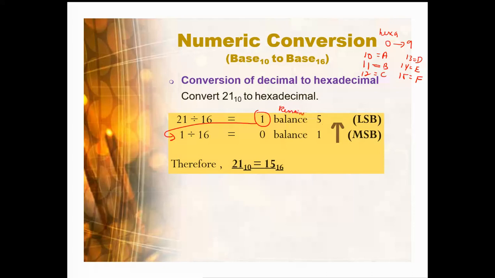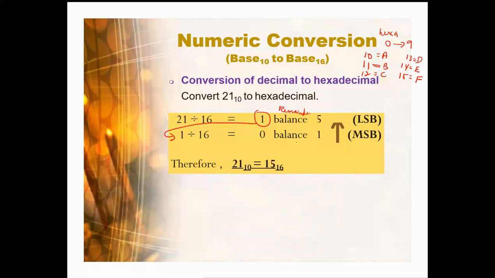This remainder, kita akan ambil as your answer. When you do division, make sure the most significant bit is at the bottom and the least significant bit at the top. So the way you write down is from the bottom to the top. So your answer will be 15 base 16. Bukan F. This is the digit 1, 5 base 16.